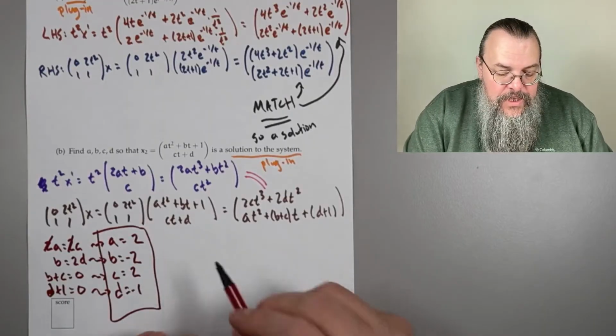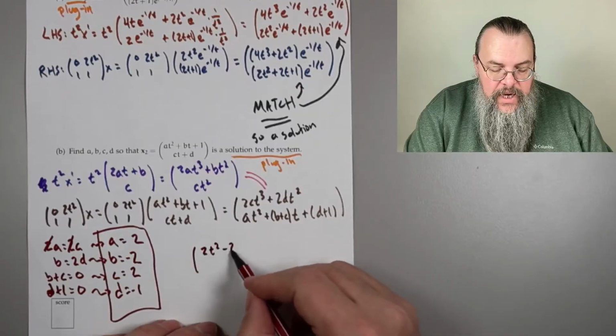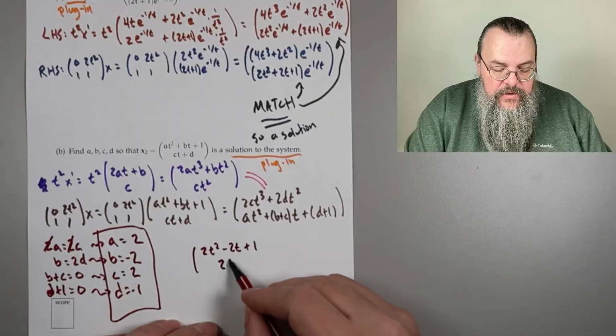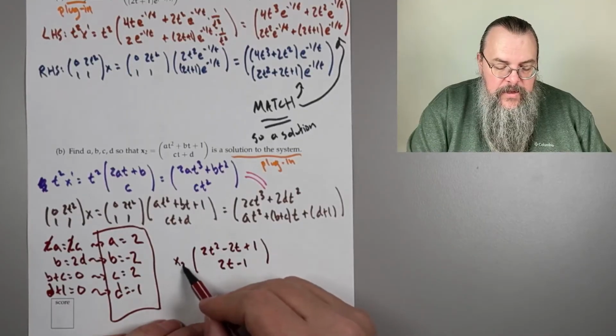Now the solution, we don't need to write this down, but if we did, it would be 2t squared minus 2t plus 1, and then downstairs 2t minus 1. So that's x2.